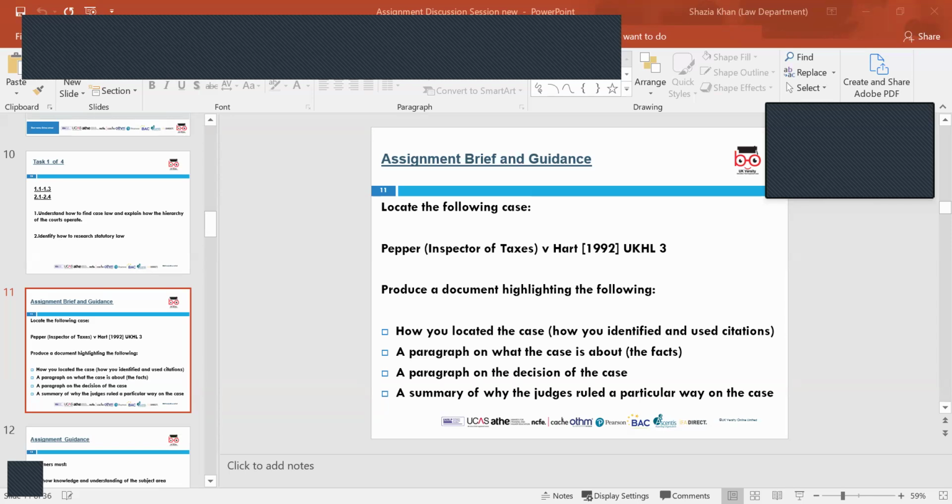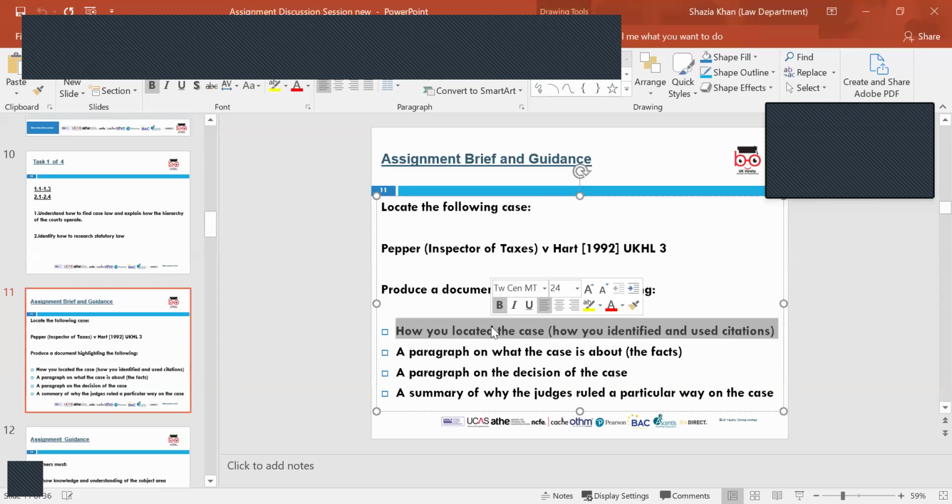So there are 4 parts to task 1, and you need to look at how you located the case, so how you identified and used citations. How would you locate the case? What would you go through? Would you research All England Reports? Would you go through citation? Would you go through LexisNexis? You need to look at that. You'd have to have a paragraph on what the case is about. There are 4 parts to it, so make sure you are doing a little bit on each part.